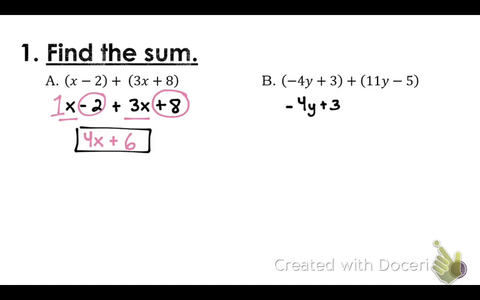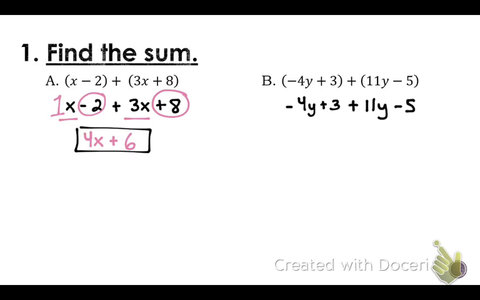Now, once again, because I am just adding right here, I am able to allow those parentheses to go away because all I'm doing is adding. So I'm going to drop down my plus sign and bring down 11y minus 5. William, please help me with my like terms.